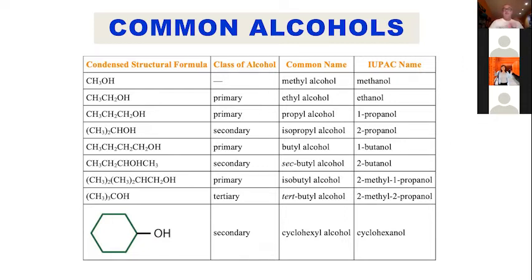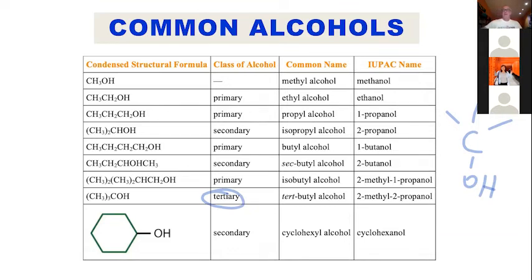These would be then secondary alcohols when the hydroxyl group is on the inside of the molecule and not at the end. And so when we have 3 carbons attached to the carbon that contains the hydroxyl group, that is a tertiary alcohol. So this one, we have the carbon with 1, 2, 3 methyl groups attached to it and the hydroxyl group.